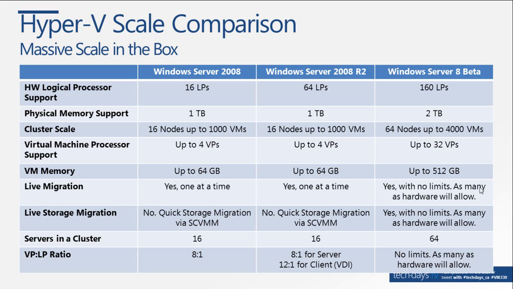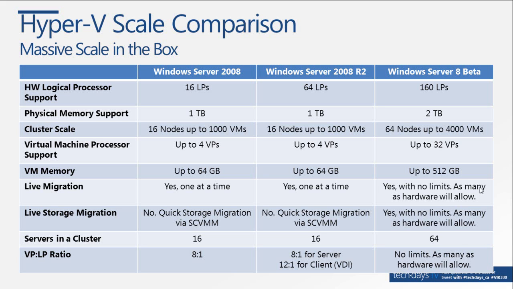But also keep in mind that as we release Windows Server 8, those limitations that we had in earlier releases do in fact go away. So the number of logical processors on a Windows Hyper-V box in 2008 R2 is 64. In Windows Server 8 beta that goes to 160. The amount of physical RAM in a box today is 1 terabyte. In Windows 8 it's going to be 2 terabytes. The number of virtual machines running in a cluster is 1,000 VMs on a 16-node cluster. In Server 8 it's going to be 4,000 VMs in a 64-node cluster. Today we support 4 virtual processors per virtual machine. Windows Server 8 beta it's up to 32.